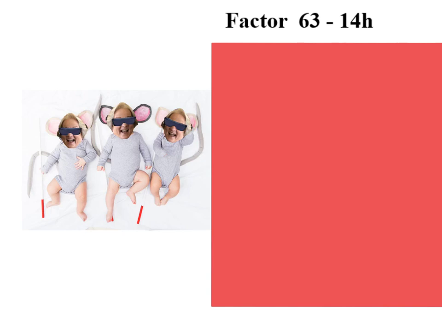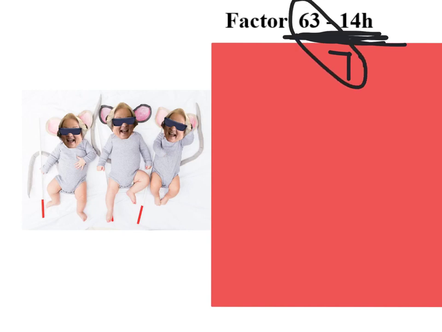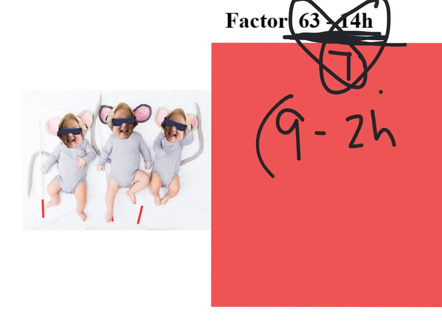Hopefully by now you can spot what needs to be factored out. I'm going to divide these by their greatest common factor. So I'm looking for something that goes into both 63 and 14, like 7. So I'm going to divide this one by 7, and I get 9. Divide this one by 7, and I get 2h. And don't forget that was a minus in between there this time.